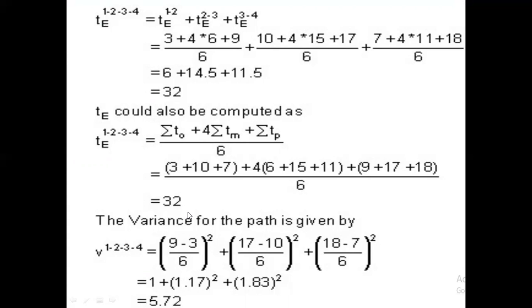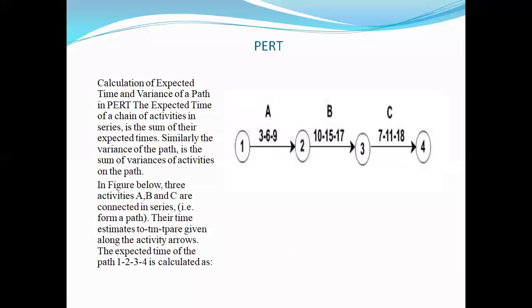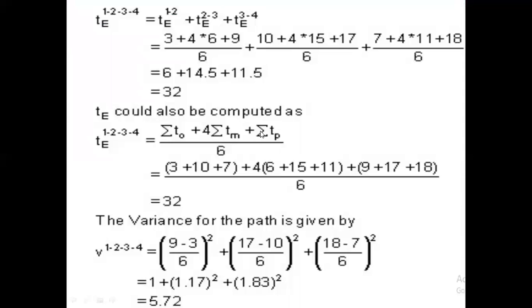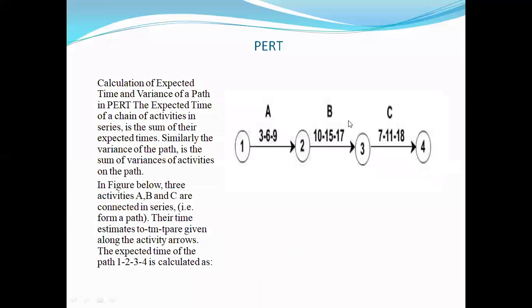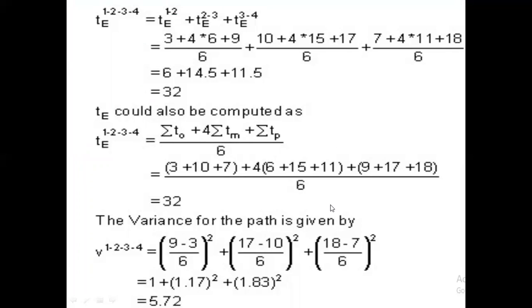Now we have to go for the variance. How can we calculate the variance? Variance can be calculated by the formula ((Tp minus T naught) upon 6) whole square. So the variance for the first to second is: Tp is 9, T naught is 3, so (9 minus 3 upon 6) whole square. Similarly for 2 to 3 we can calculate like this.